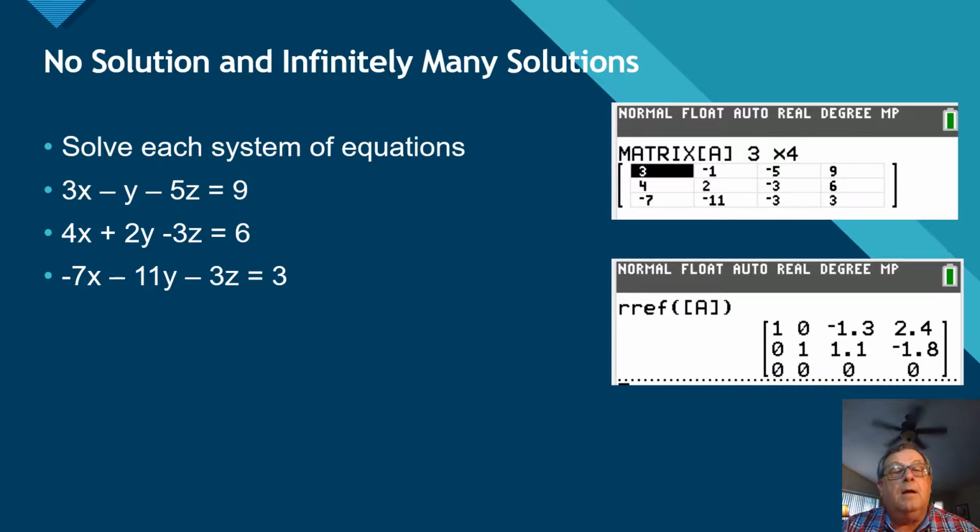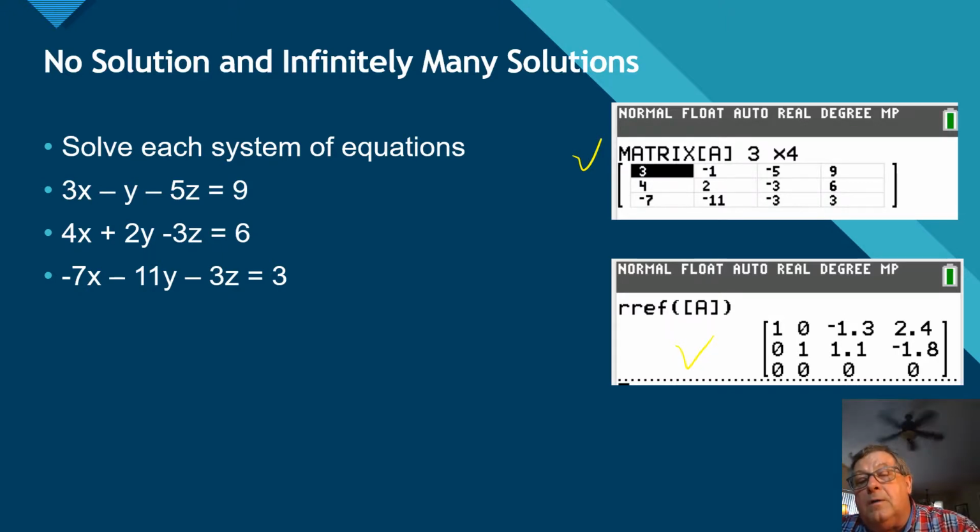3x minus y minus 5z equals 9. 4x plus 2y minus 3z equals 6. And negative 7x minus 11y minus 3z equals 3. And you can see here that I had input all those coefficients and the constants in a 3x4 matrix. Then I went ahead and ran the reduced row echelon form feature of that matrix A, and I come up with something like that.